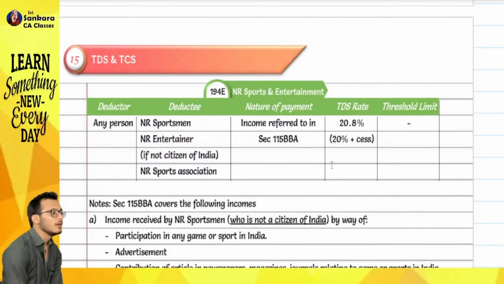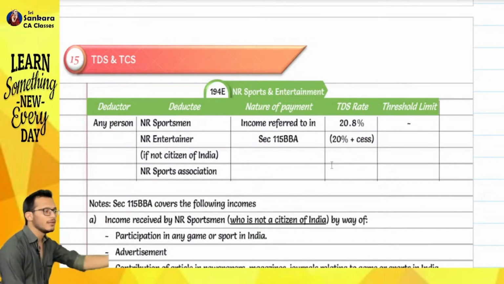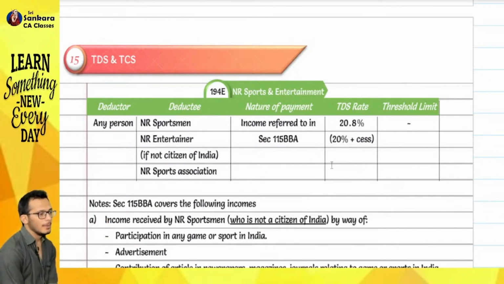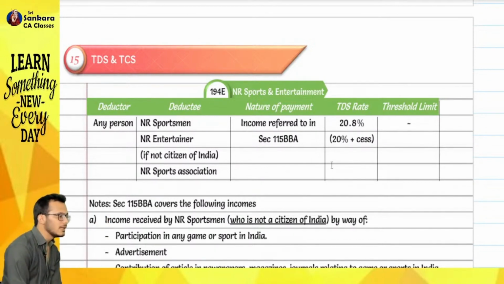Did you understand the question? You went to one person and asked him to give you a building and a fridge. For the building he charged you 2 lakh rupees, for the fridge he charged you 60,000 rupees. Will you deduct TDS on that payment? Yes or no? Why?